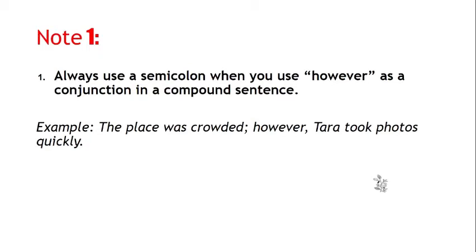Always use a semicolon when you use however as a conjunction in a compound sentence. If you say compound sentence, this is a double sentence just connected within a sentence. So, for example, the place was crowded. However, Tara took photos quickly. Okay. So once again, always use a semicolon when you use however as a conjunction in a compound sentence, especially if you are writing for formal writing.